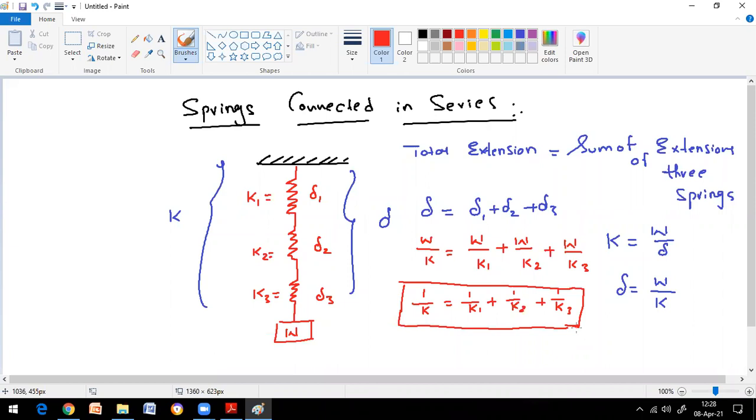Please try to remember here. Even in your competition exams, they may ask this in three different ways. First, they may ask you to calculate the total extension, or they may ask you to calculate the overall stiffness of the whole spring unit. And third, you have to understand which is constant. Here the load is constant. The load on each spring is the same, so you need to make sure of that. Clear? Now next we will discuss springs which are connected in parallel.